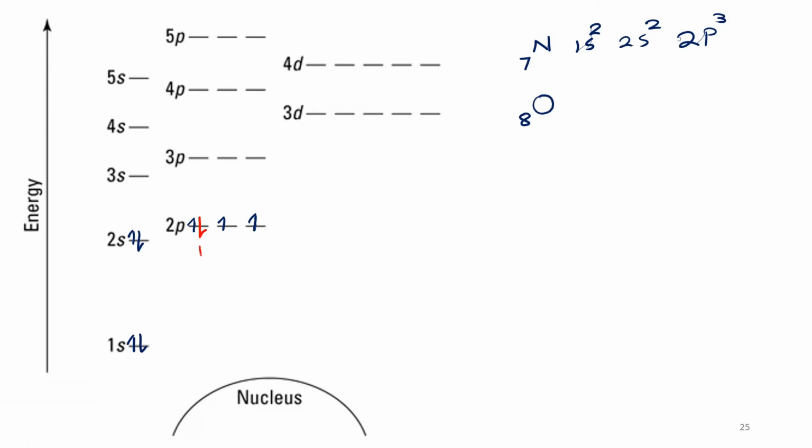So this arrangement, having this spin opposite, what is this principle? Is it Pauli exclusion principle or Hund's rule? It should be the Pauli exclusion principle, because Pauli exclusion principle is about spin opposite. And Hund's rule is, whenever possible, having single occupancy.